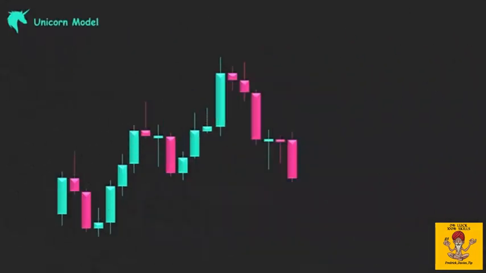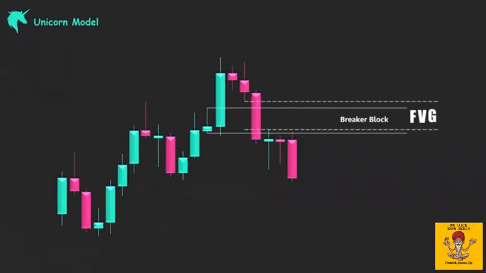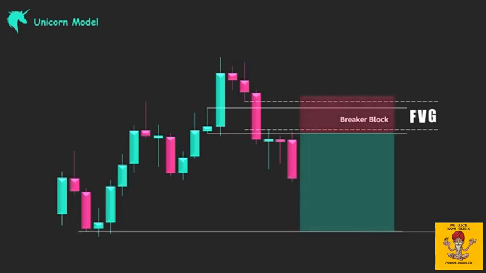As we mentioned earlier, in this model, we look for a breaker block that overlaps with a fair value gap, creating a high-quality trading zone. When the price returns to this zone, there's a higher chance it will act as a strong supply area and push the price lower. In this case, we'll enter at the beginning of the zone, place our stop loss above it, and target the next key area ahead of the price. The same applies to bullish scenarios.